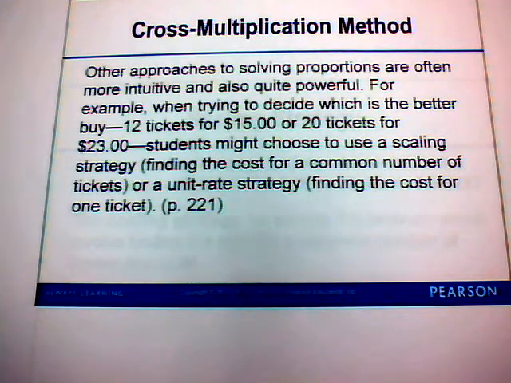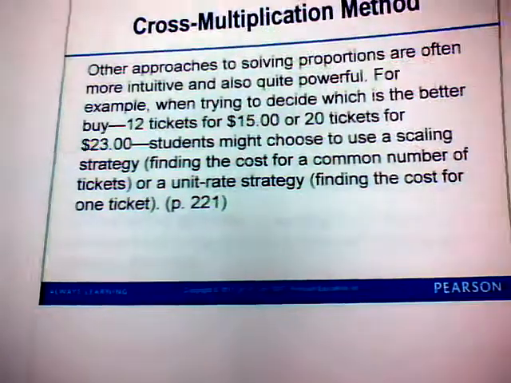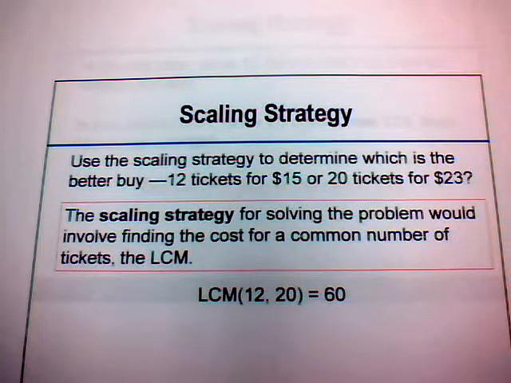For example, when trying to decide which is the better buy, 12 tickets for $15 or 20 tickets for $23, students might choose to use the scaling strategy, which is finding the cost for a common number of tickets, or a unit strategy, which is finding the cost for a single ticket. Now let's look at the scaling strategy in this case.